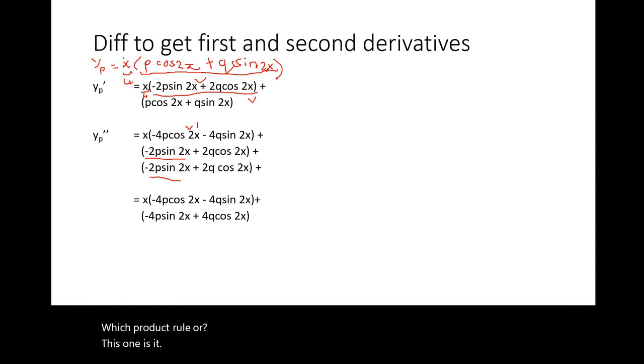I suggest you write down u. If you cannot differentiate in one line, write down u is x, and then your u prime is 1. Then write down your v. V is actually p cos 2x.